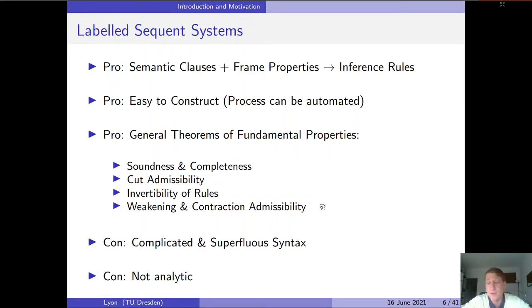And additionally, if you look at labeled proofs in comparison to other proofs, for example nested sequent proofs, you can find steps that are essentially redundant in the proof. So the syntax is a bit complicated, and there's some redundancy in this setting. And additionally, these systems are typically not analytic. Oftentimes, labeled sequent systems incorporate rules which delete formulae from the premises to the conclusion, and this can be problematic, for example, if you want to try to do bottom-up proof search.